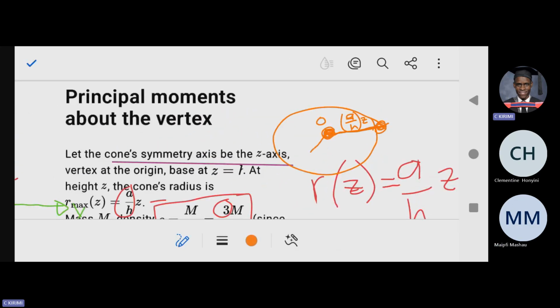Whether I'm moving this side, it is still a over h multiplied by z. Whether I move this side, this is the base of the cone. Then I go upwards, and now the z, the h, is also increasing. I'm forming a cone. So those are the limits.